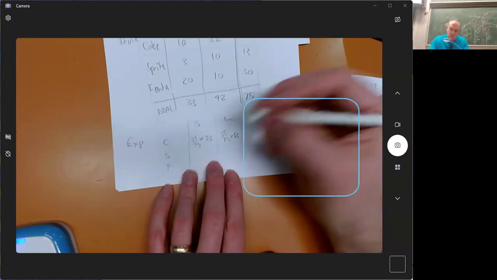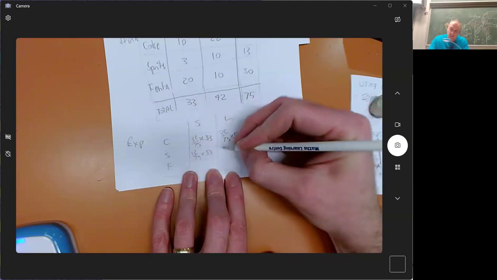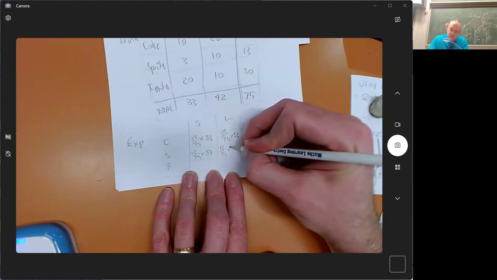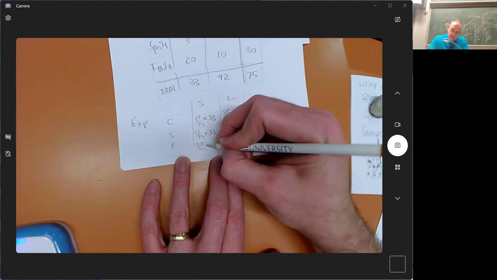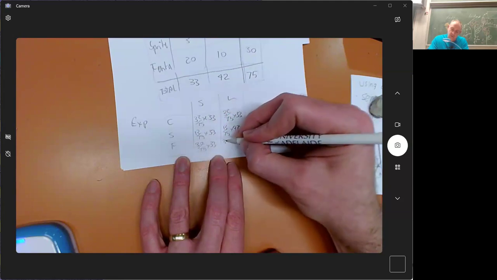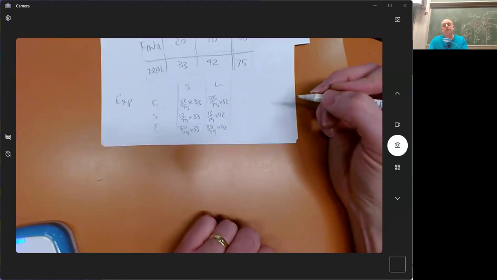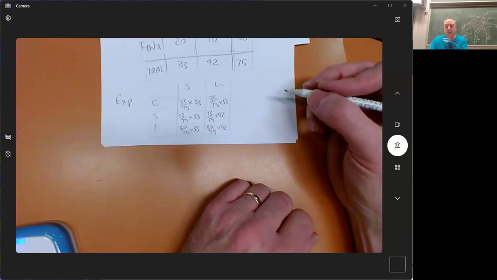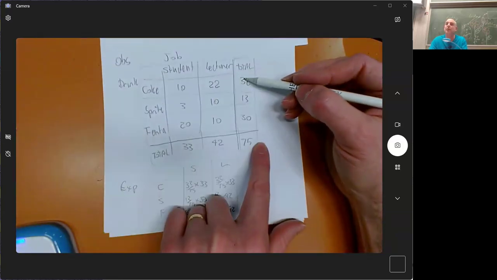And so this one will be 13 out of 75 times 33. And this one will be 13 out of 75 times 42. And this one will be 30 out of 75 times 33. And this one will be 30 out of 75 times 42. That's how you do the expected ones. And if you look very closely, it's the row total times the column total divided by the grand total.